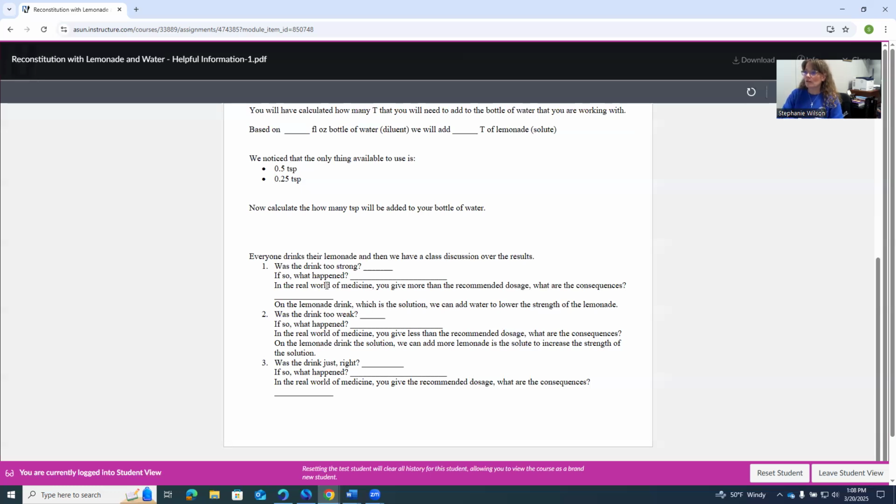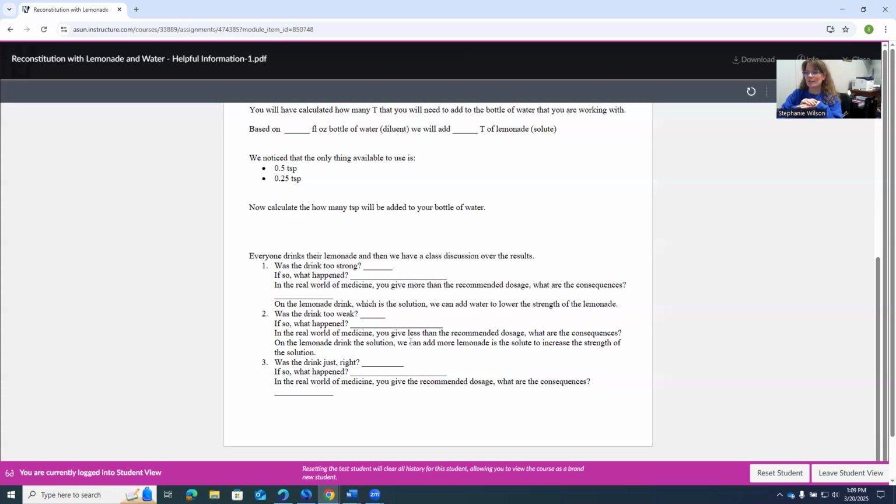If it's too strong on lemonade, we can add water and it's an easy fix. But in the real world, when you start giving out medicine, there's a set of rules we follow for a reason. The rounding rules we follow for a reason. So it's important. Number 2, was the drink too weak? If it's too weak, just add more lemonade and we get it just like we like it. But in the real world, if the medicine's too weak, this patient's not getting well. They're staying sick longer. It can get worse because it's not doing them any good.